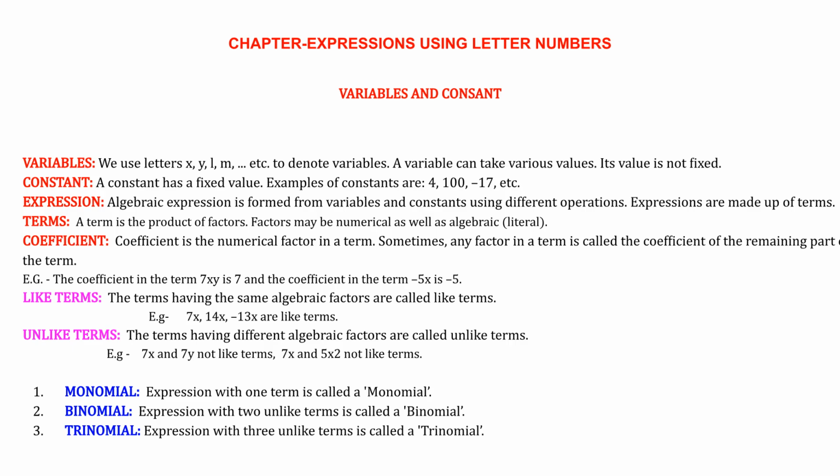Unlike terms. The terms having different algebraic factors are called unlike terms. E.g., 7x and 7y are not like terms. 7x and 5x squared are not like terms.